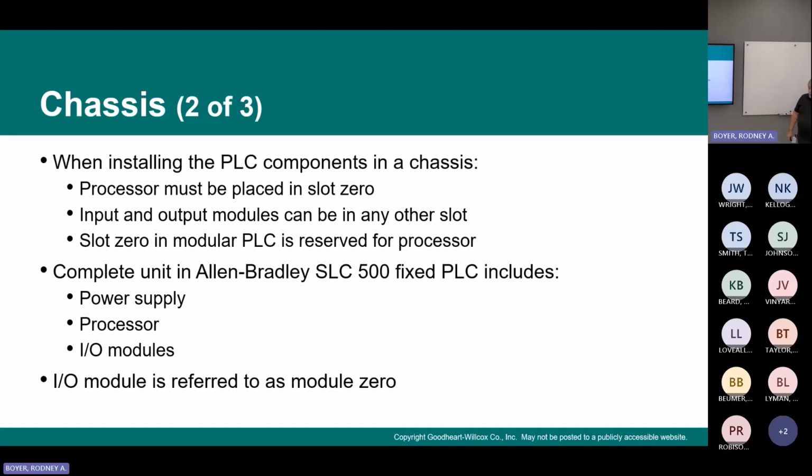When installing PLC components in a chassis, the processor must be placed in slot 0. I/O can be in any other slot. Slot 0 is reserved for the PLC, or for the processor. The same is true with the MicroLogix. The onboard I/O is all slot 0. We'll talk more in a little bit about the way you address those.